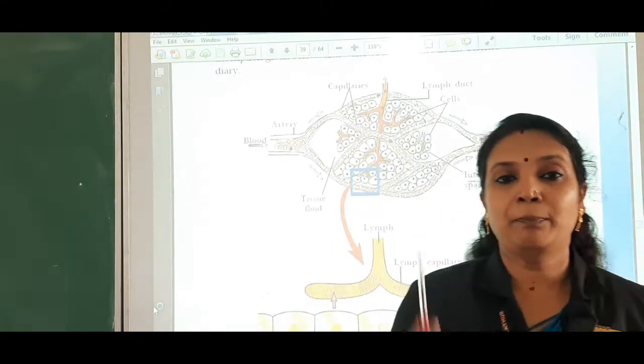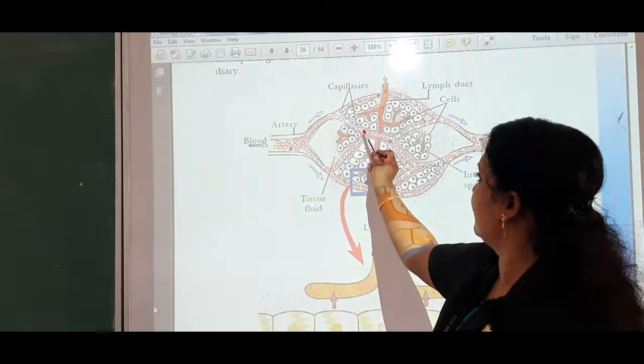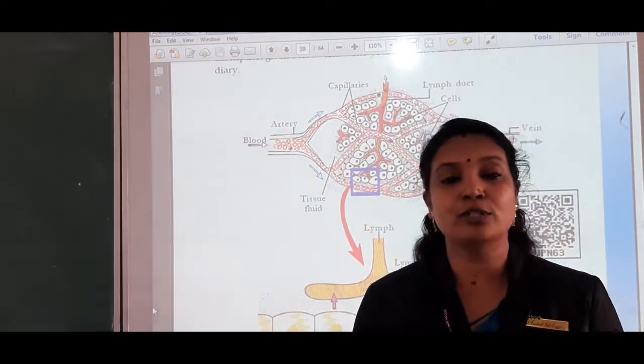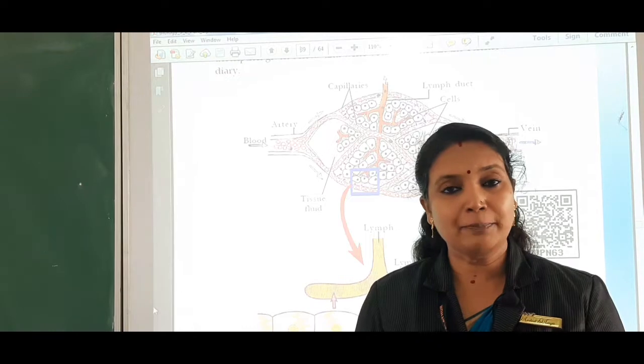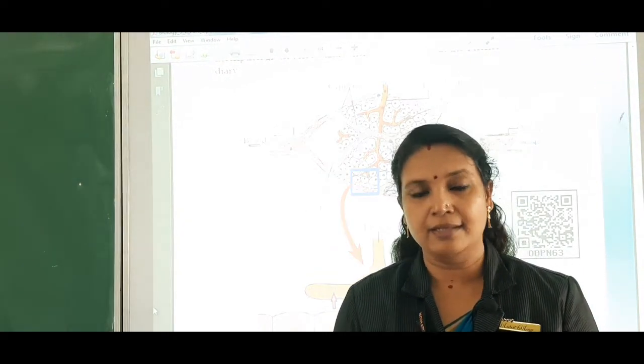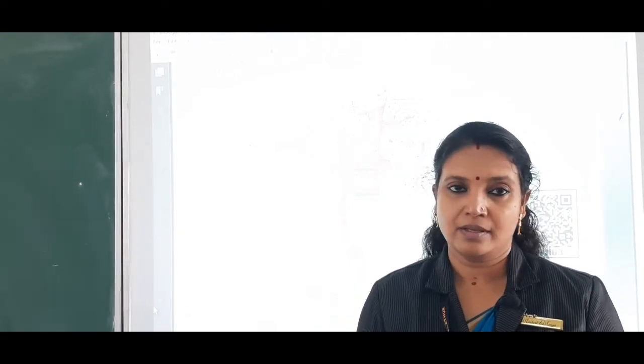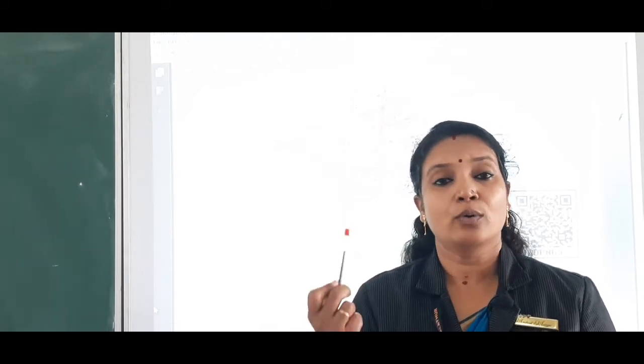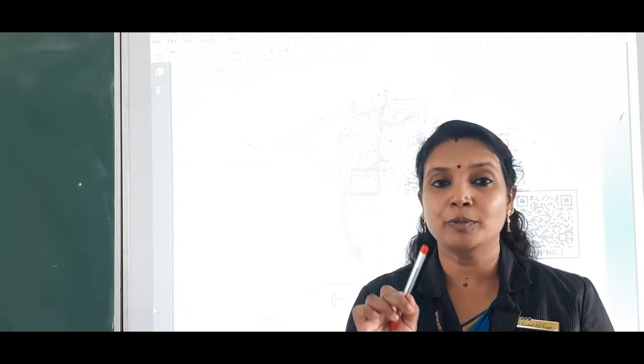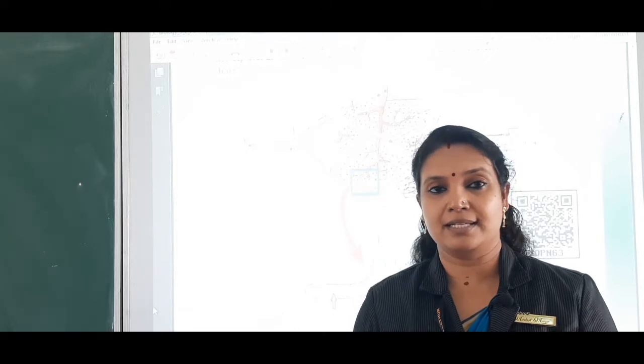Okay, so when blood flows through capillaries, the fluid part of blood, what is the fluid part of blood? Plasma, oozes to the intercellular space. Oozes means drained out. So when blood passes through or flows through the capillaries, the plasma oozes to the intercellular space through the minute pores in the blood capillaries.